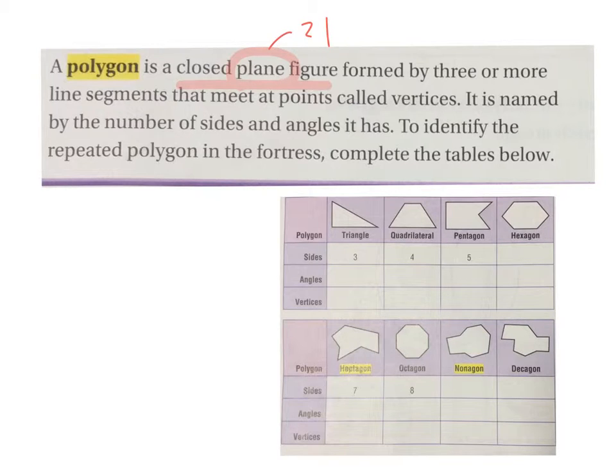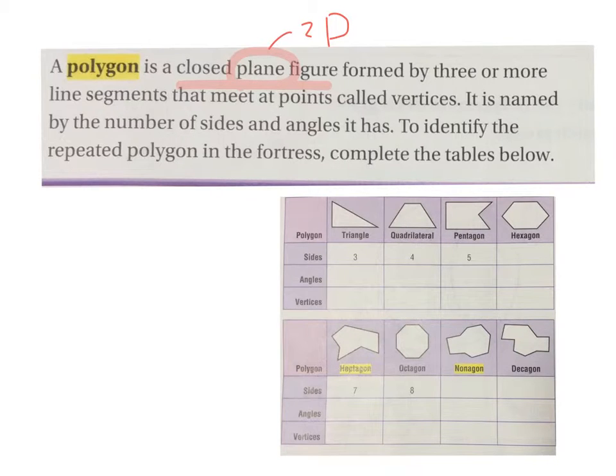So is this container a polygon? Because how many dimensions does this container have? 3. Okay, so it has to be a 2-dimensional figure. Let me write that a little more neatly. 2D figure. Closed means it can't be open. So is that a polygon? No. Why not? It's not closed.